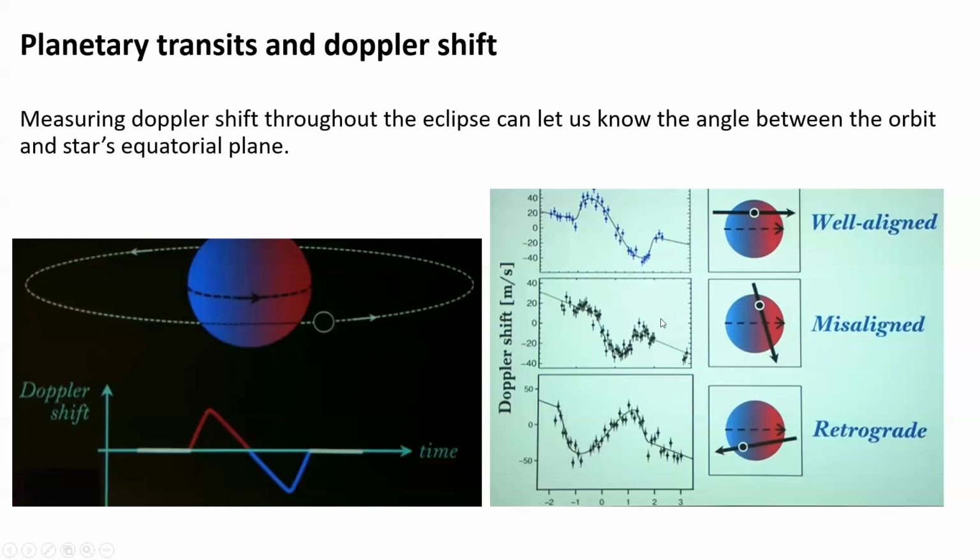So this gives a sneaky way to figure out how the planet's orbit is aligned. If the planet is tilted at some crazy angle like this and spends the entire eclipse hiding the red side of the star, then we would only observe the corresponding blue shift, like in this case.